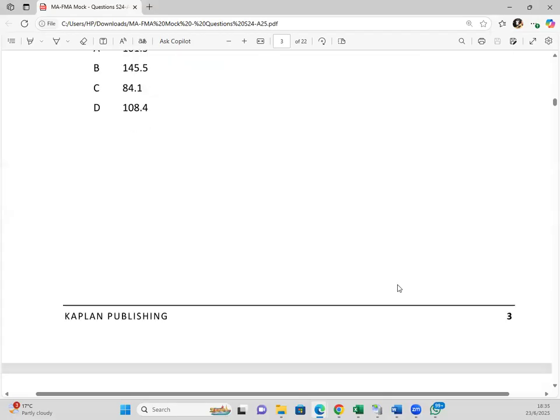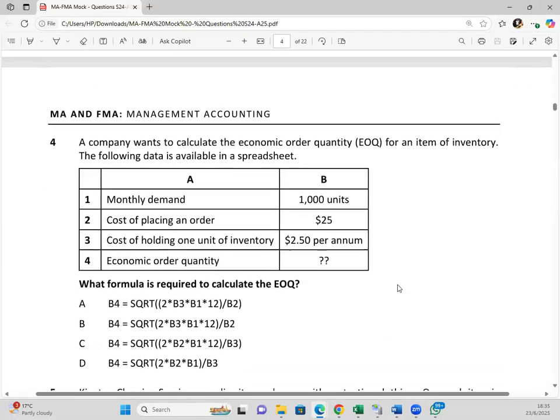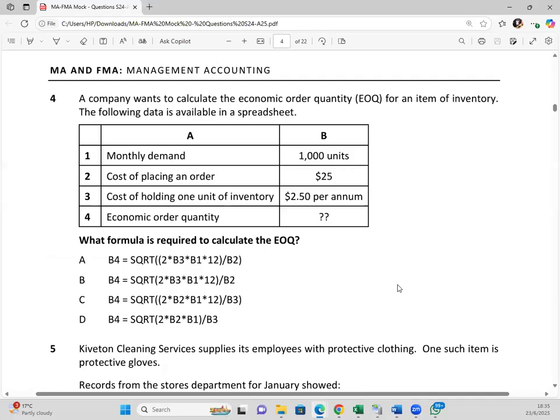Okay, let's move on. Time is not on our side. A company wants to calculate the EOQ. Good part about these things, the more you do the questions, you end up seeing that they'll be talking about the same issues. In the last session, also we did mention something about the EOQ. For an item of inventory, the following data is available in the spreadsheet. What formula is required to calculate the economic order quantity? To calculate the economic order quantity, which formula should we use?